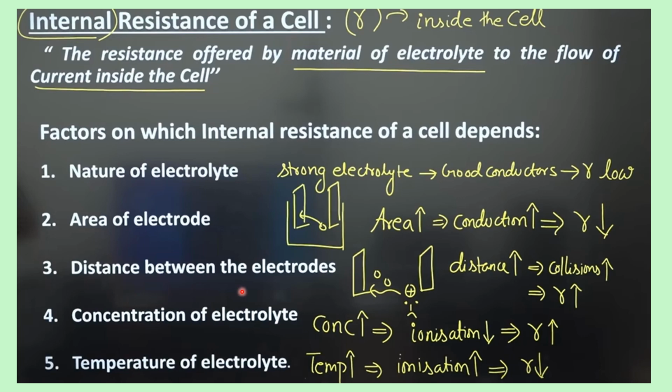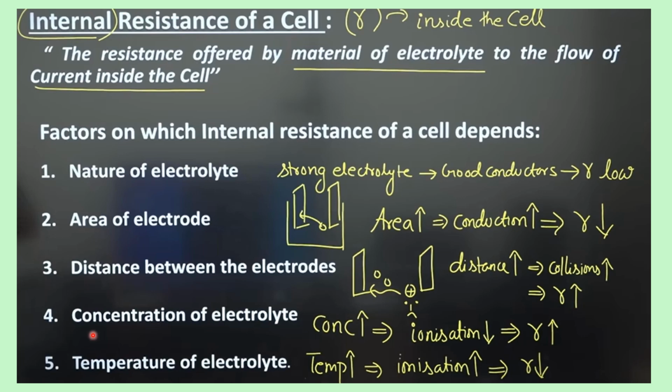Third one, distance between the electrodes. As the distance between the electrodes increases, the ions will collide very easily. As the ions start colliding, the movement of ions will be restricted. As the movement is restricted, resistance automatically increases.